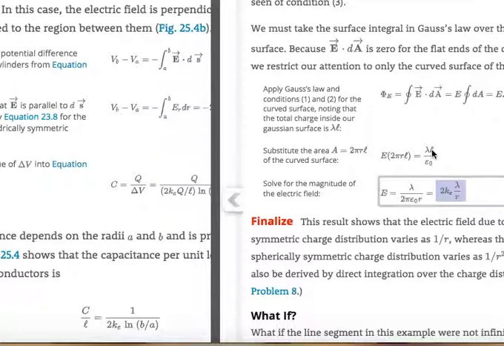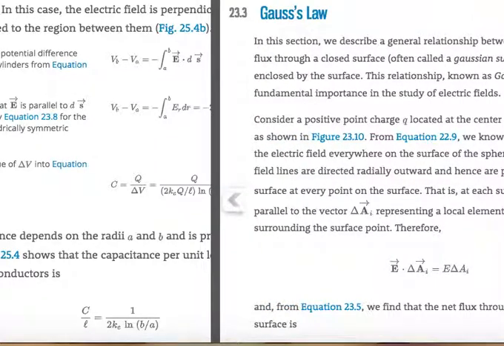And that is Q inside, which is lambda times length, over epsilon naught. And when you rearrange it, you get that the electric field is lambda over 2 pi epsilon naught r. And since K is 1 over 4 pi epsilon naught, that's where they're getting 2 K. This 2 K is the same thing as 1 over 2 pi epsilon naught. And that came from Gauss's law.